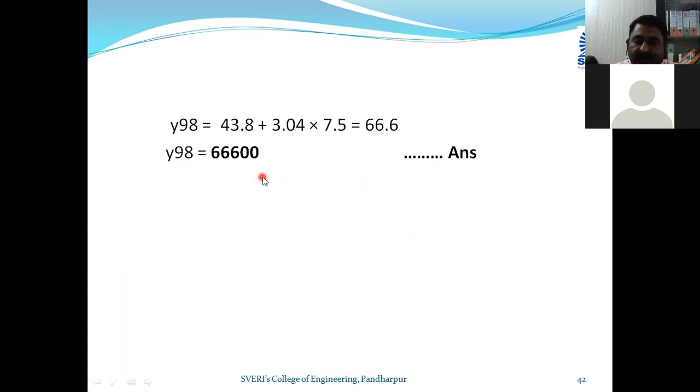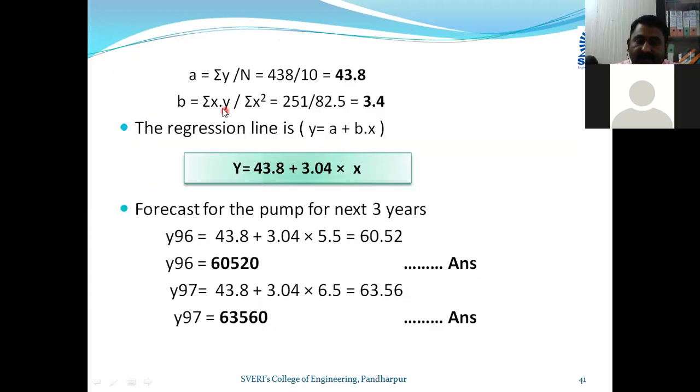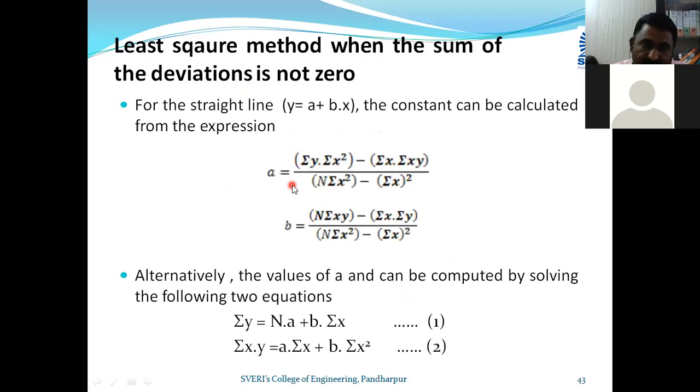Whatever equations we used in the previous slide, that a is equal to summation y divided by n, and b is equal to summation xy divided by summation x square, will not be applied here. Something different is there, and we can see that by using this particular formula. So you can note this formula down: least square method when the sum of deviation is not 0.